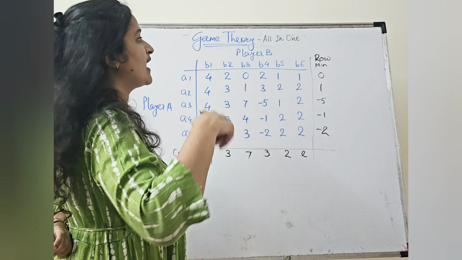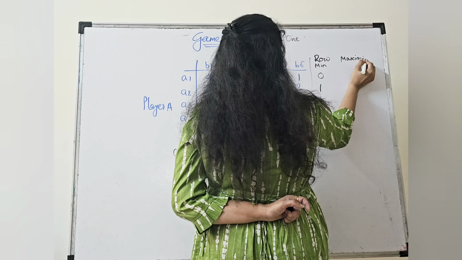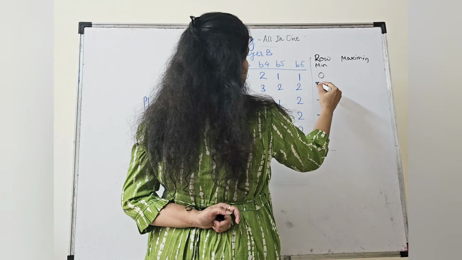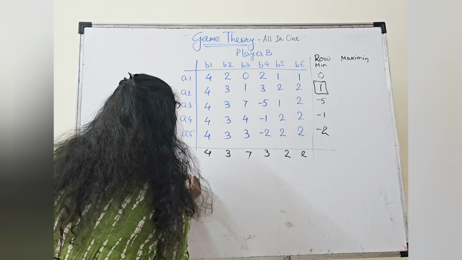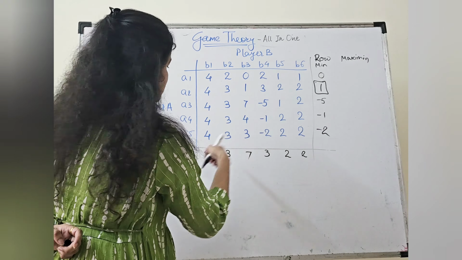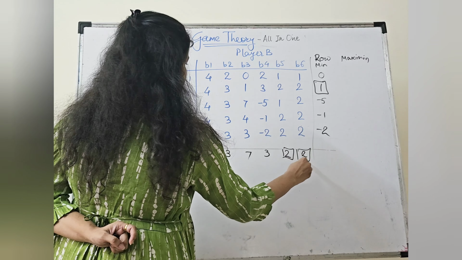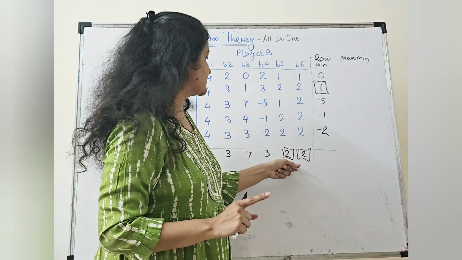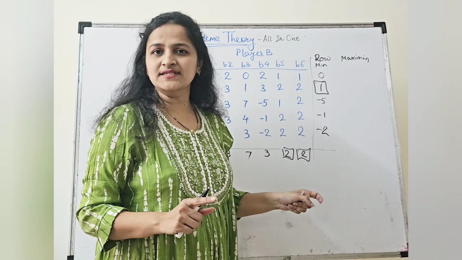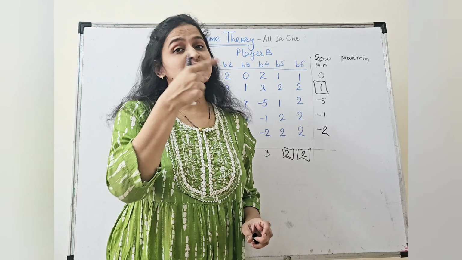Right? Now you have to find the maximin and minimax. What is maximin? It means the maximum number from these row minimums, which is this 1. And what is minimax? Minimax is the minimum number from these column maximums. So what is the minimum? 2. You can take this 2 or this 2. If maximin is equal to minimax, then a saddle point exists. Is it? 2 is not equal to 1, which means a saddle point does not exist, and this is not a pure strategy game, this is a mixed strategy game.